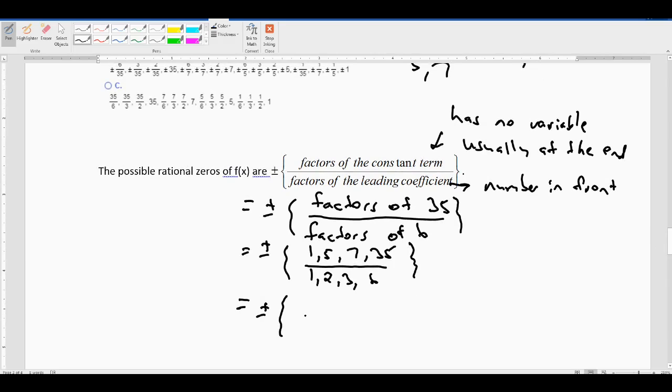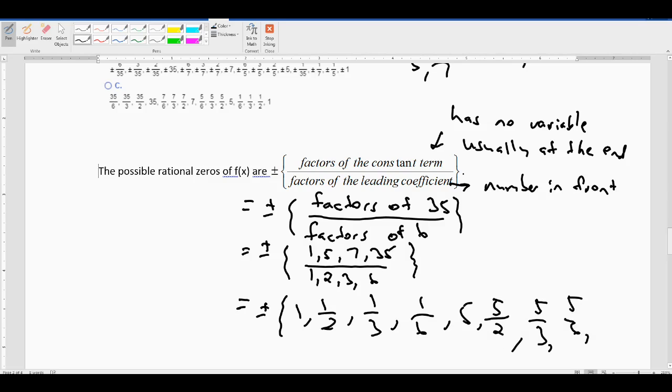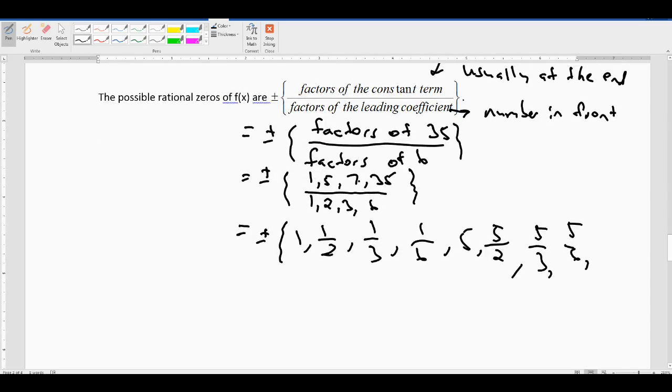We do 1 over 1, which is 1. 1 over 2, which is 1 over 2. 1 over 3 stays 1 over 3. 1 over 6 stays 1 over 6. 5 over 1 is 5. 5 over 2 is 5 halves. 5 over 3 is 5 thirds. 5 over 6 is 5 sixths. See what I'm doing? I'm just dividing all these out.